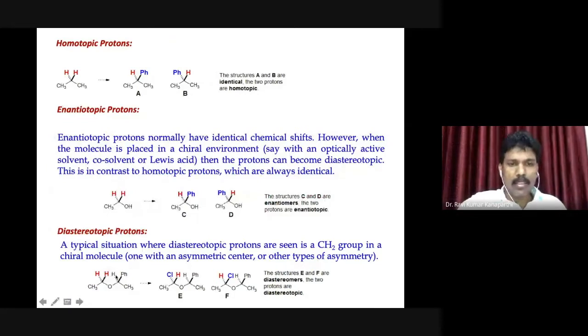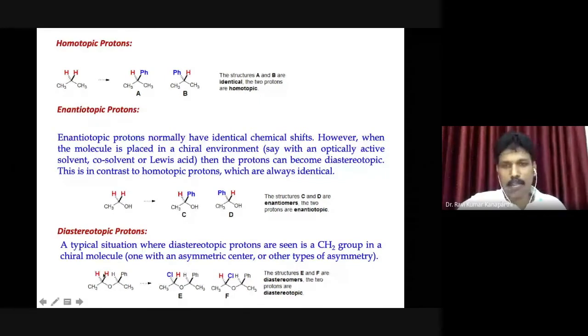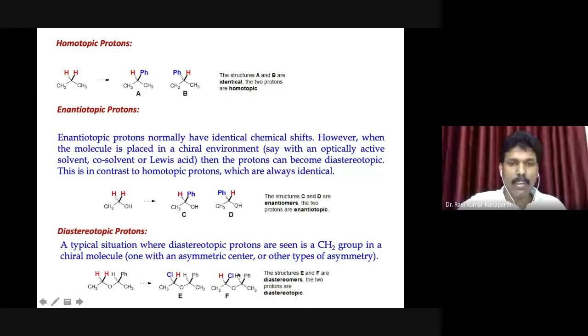This is an ether molecule, some ether molecule, and then I am replacing with one of these. Again, you can see here, this is an example of a chiral molecule where a CH2 substitution is present. So these two protons are usually said to be diastereotopic protons. Why? Because if you make this substitution with any other group, then you will get basically diastereotopic protons.